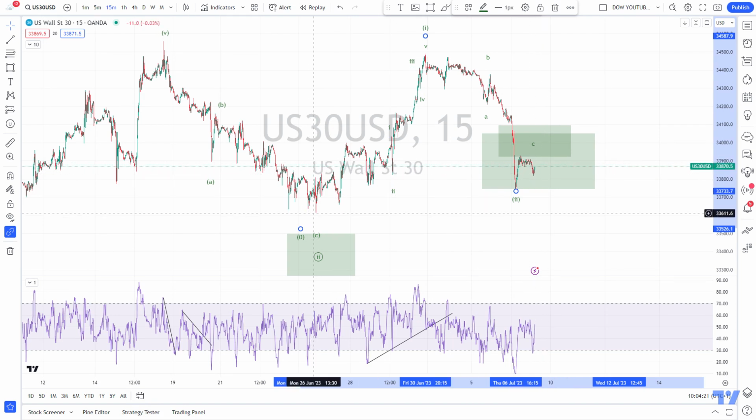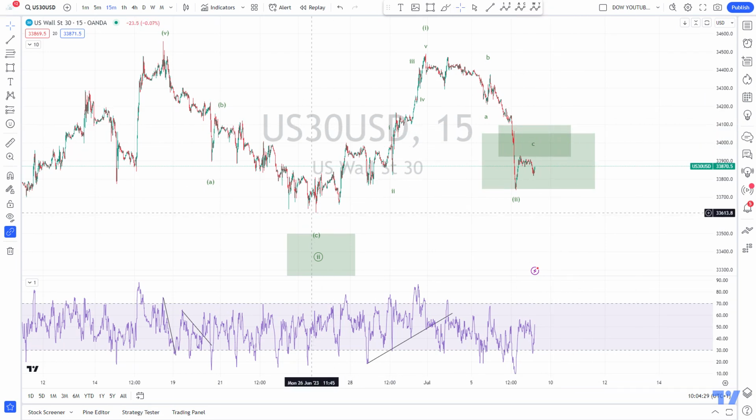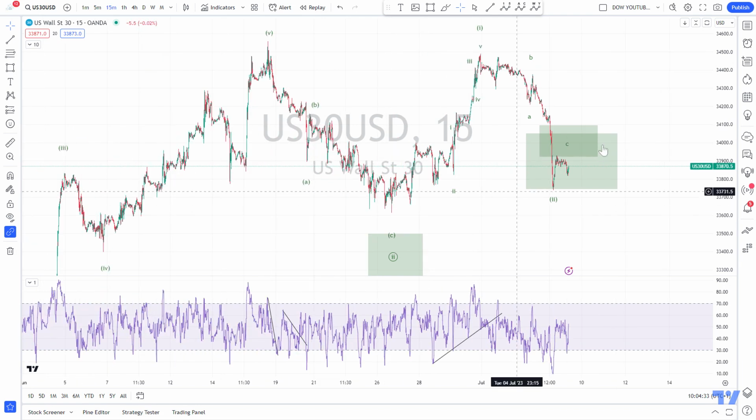This is not really my kind of trade. I prefer to trade from this kind of area, and I will explain in a minute what I am waiting for. But this is at least a clear setup. It's up to you to take it or not.